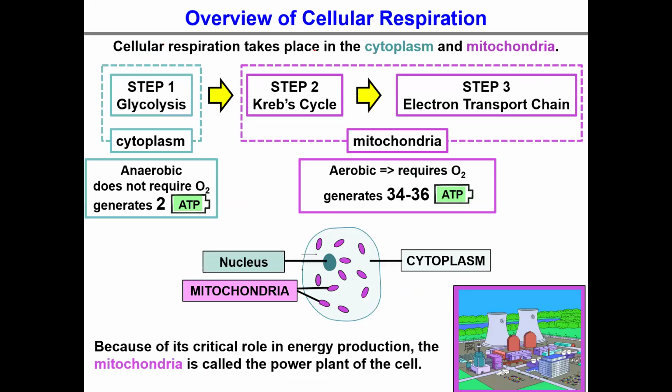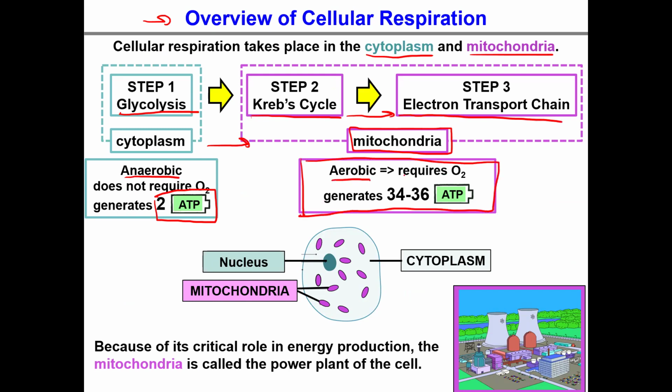So continuing with our overview, cellular respiration takes place in two parts, the cytoplasm as well as the mitochondria. Glycolysis is going to be anaerobic, so this does not require O2, and it's going to generate 2 ATP. Then the products that are being made here are going to be transferred to the Krebs cycle, which is located in the mitochondria. And then once that cycle is done, it's going to move to the electron transport chain. And the end product is going to be this over here.